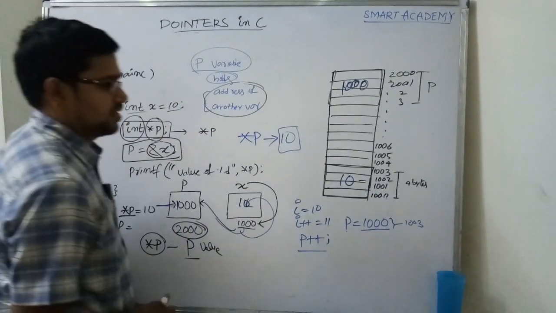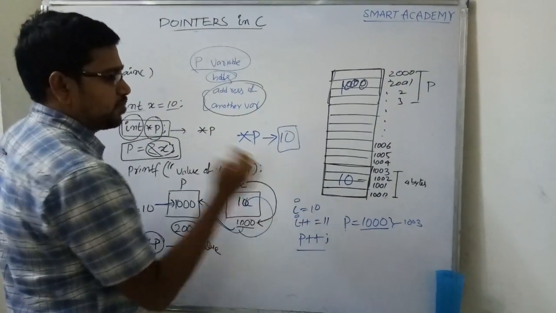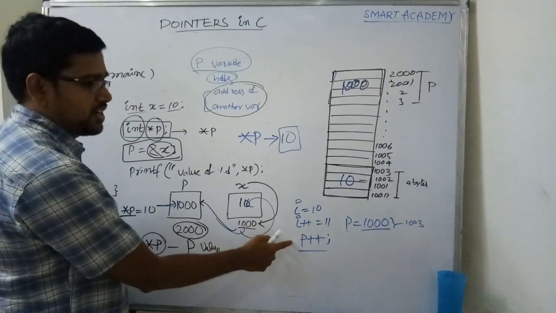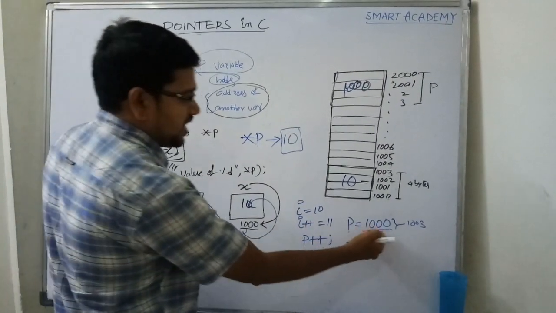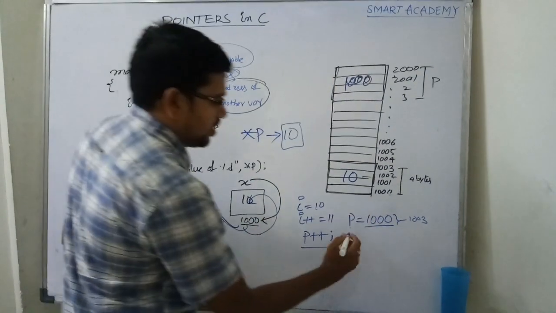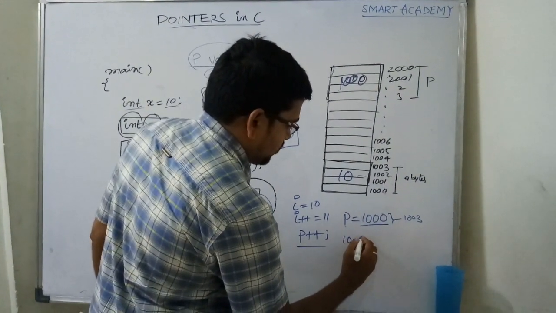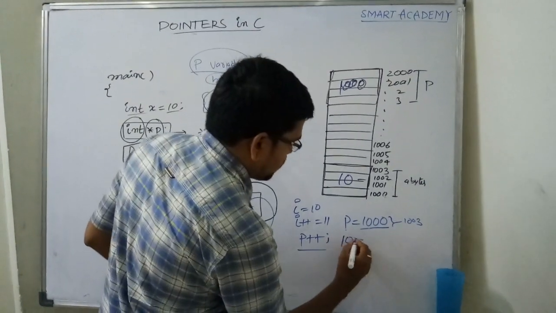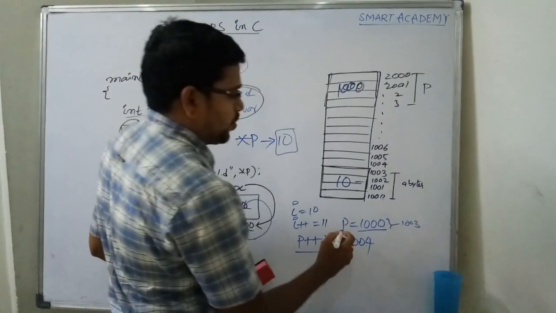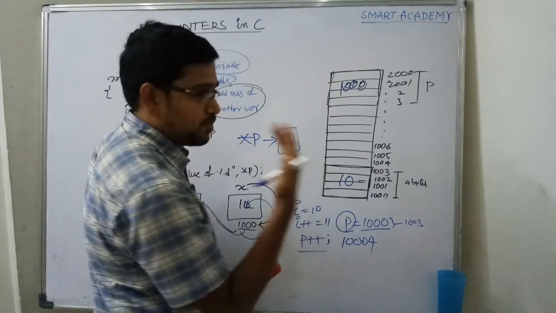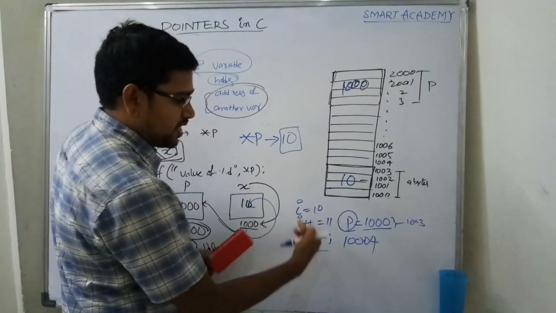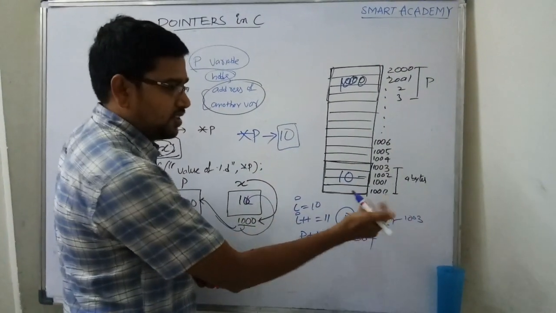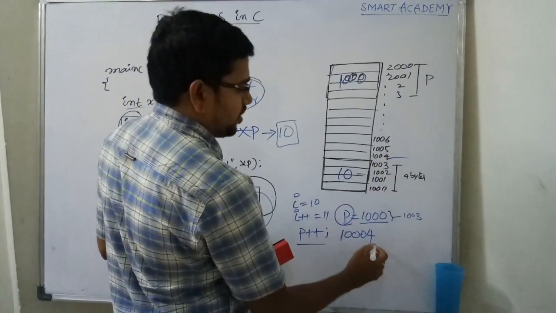Now what is p plus plus? With i, 10 became 11. P is a pointer, so the address will be incremented. How much? Is it 1001? No, it is not 1001, it is 1004, because p is an integer pointer and an integer means 4 bytes. So p plus plus moves after 4 bytes, and it will become 1004.